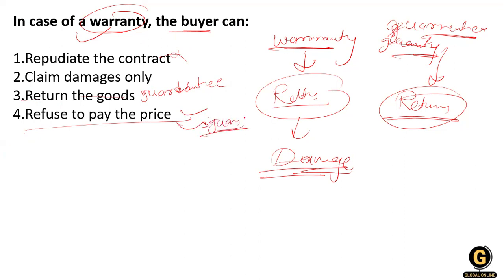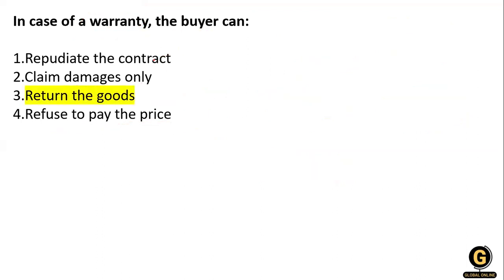Okay, if I do not fulfill this condition, you cannot pay. So this is a guarantee. But if you claim the damage only, this is a warranty. Clear? So option number 2, return of goods.